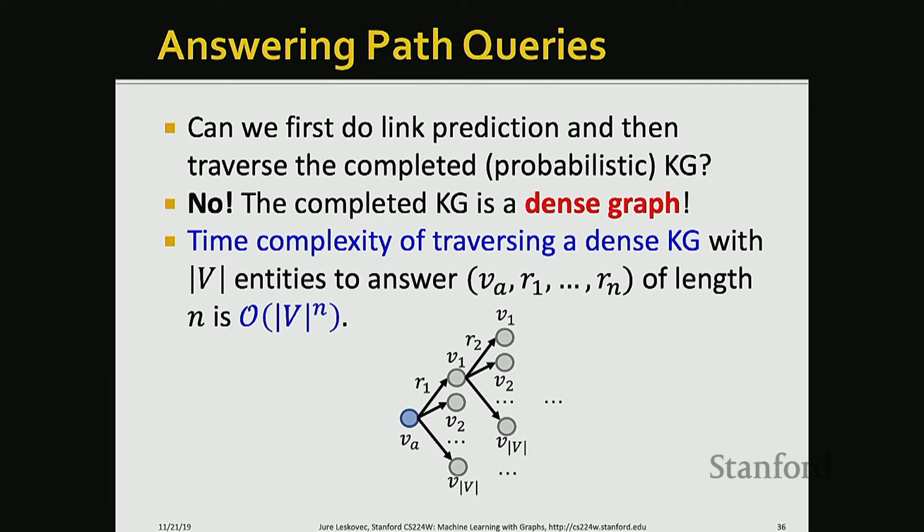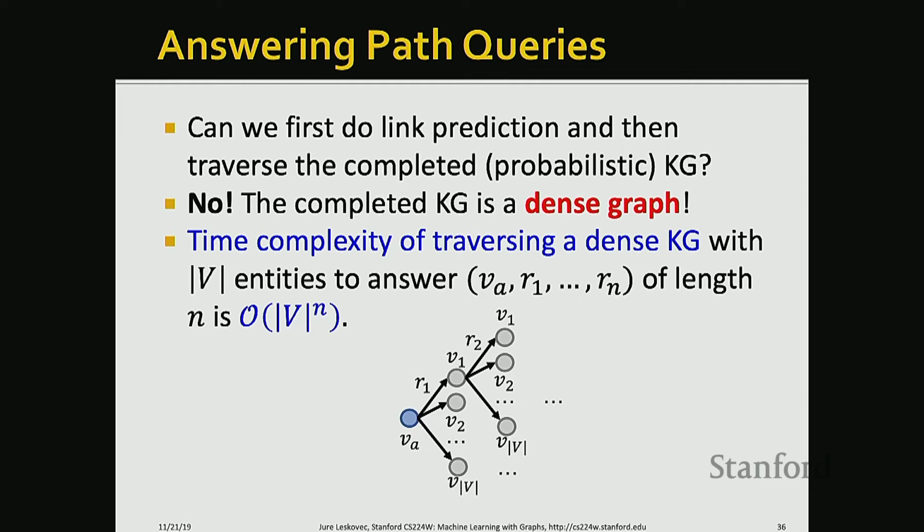So can we basically do this link prediction first and then try to answer the query? And the answer here is no, because our knowledge graph is going to be extremely dense, and the time complexity for the traversal is basically on the order of b to the power of n, okay? Like at each step, we might be traversing pretty much all the nodes in the knowledge graph, okay? So definitely an intractable problem if modeled in this way.